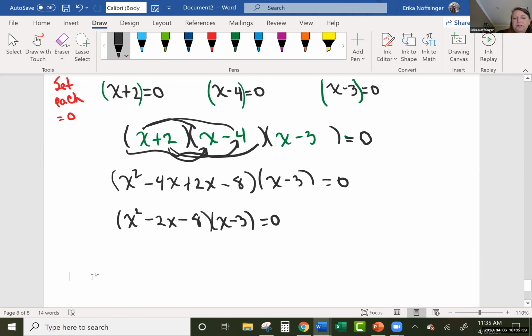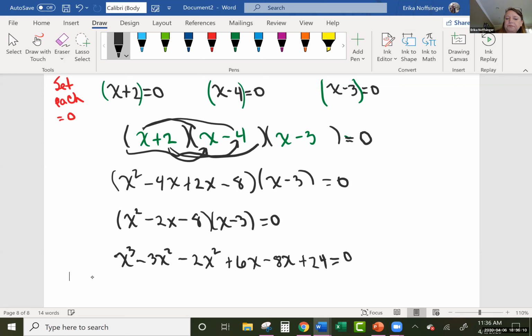So distribute. So I have x times x is x cubed. x times -3, so minus 3x squared. Sorry, that was x squared. -2x times x, so that's a -2x squared. -2x times -3, so that's a plus 6x. So now distribute the -8. -8 times x is -8x, and -8 times -3 is plus 24, which is equal to 0.